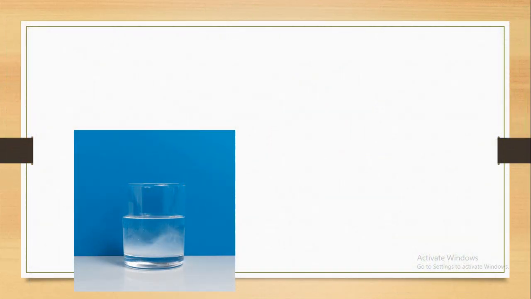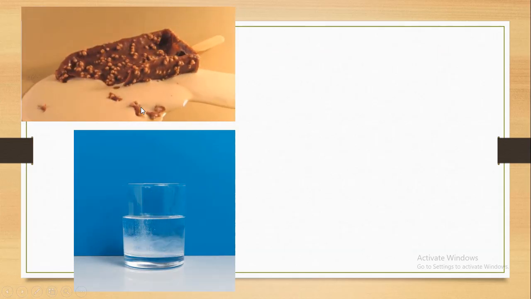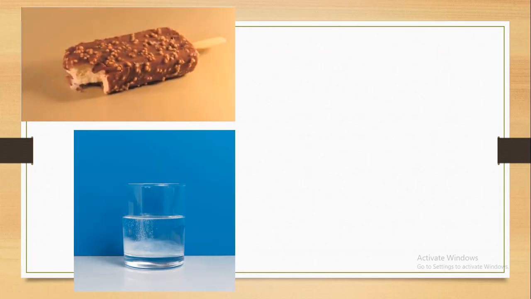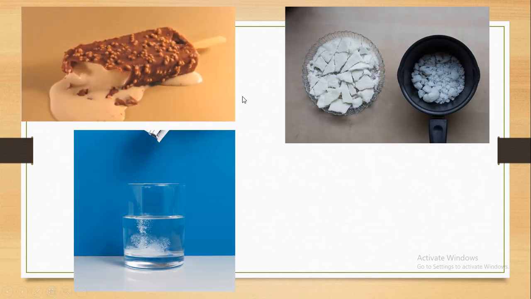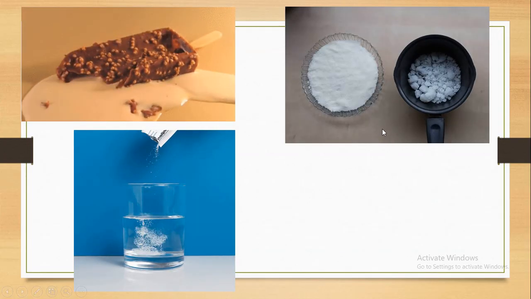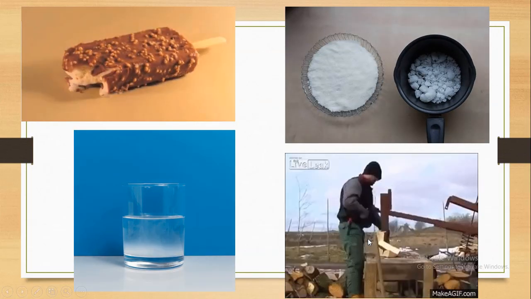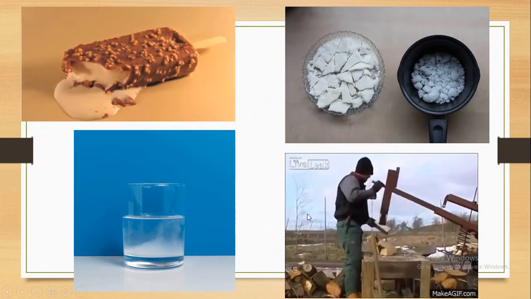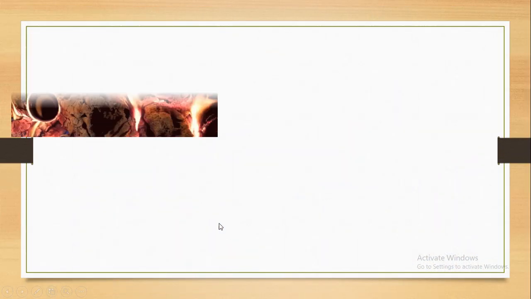Let's take another example. Here we are dissolving some sugar in water. This is a physical change. Melting ice cream, converting ice cream from solid to liquid. This is a change of state. So it's a physical change. When you crush sugar, it's a physical change. When you cut wood, it's a physical change too. No new substance is formed.